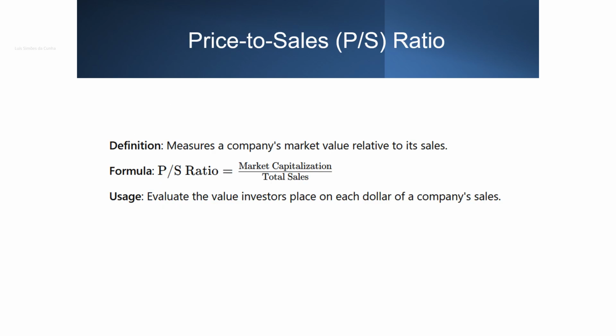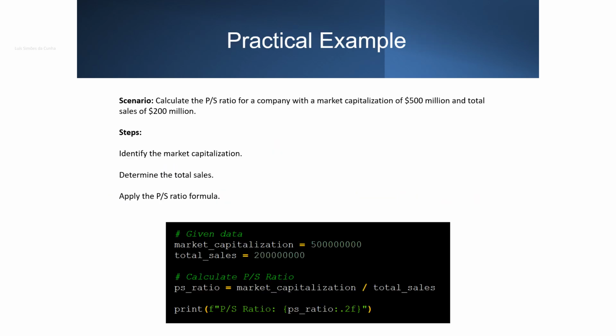The price to sales, or PS ratio, measures a company's market value relative to its sales. This ratio helps evaluate the value investors place on each dollar of a company's sales. Let's calculate the PS ratio for a company with a market capitalization of $500 million and total sales of $200 million. By applying the formula, we determine the PS ratio to be 2.5.